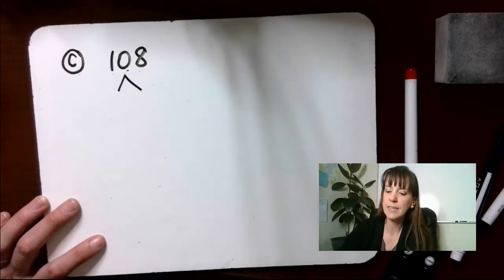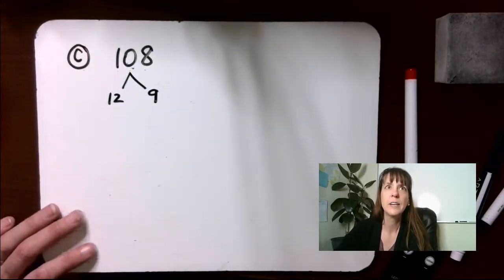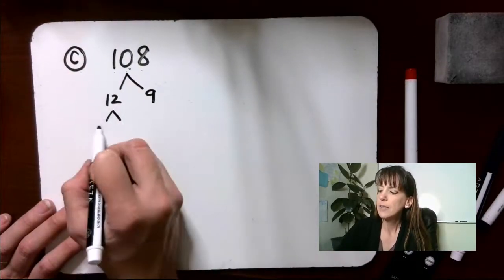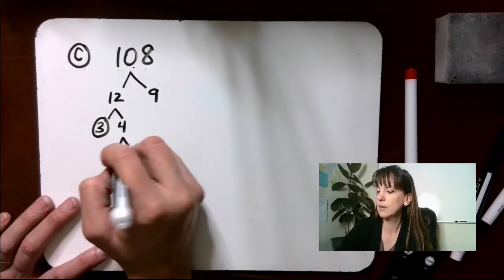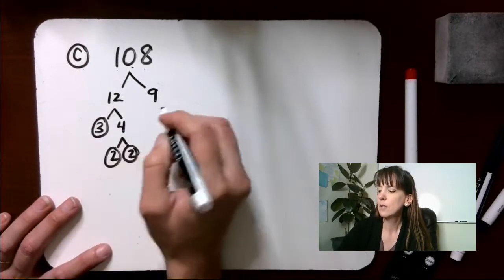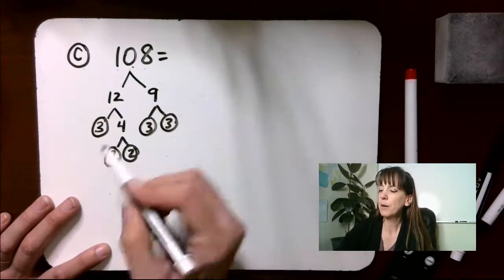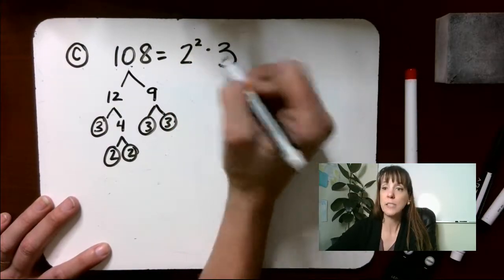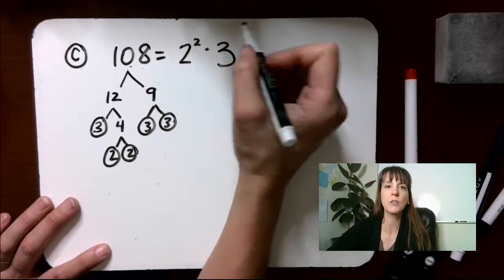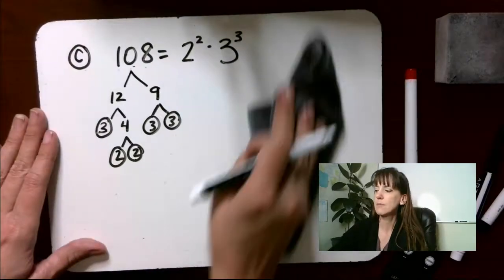So if we divide this, we get 108 divided by 9. I think that's 12. Yeah, 12 and 9, right? These are not prime numbers. This is 3 and 4. 3 is prime, so I'm going to circle it. 4 is 2 and 2. 9 is 3 and 3. So the product of prime numbers is 2 squared, there's 2 2's, times 3 to the third power. That is the product of prime numbers right there.